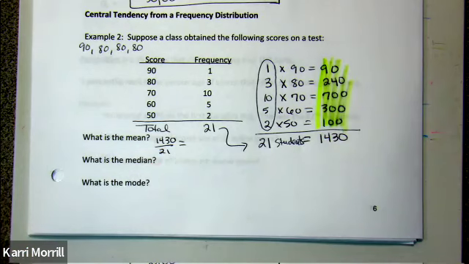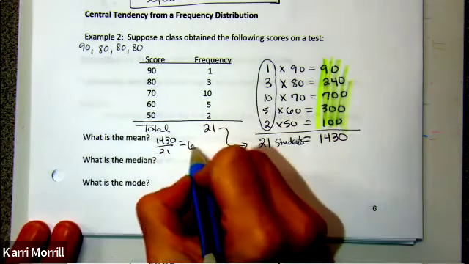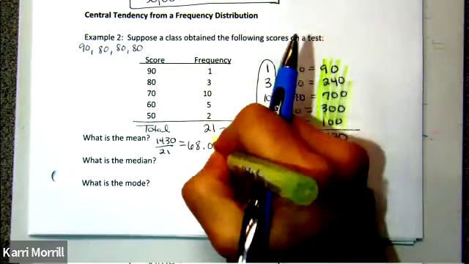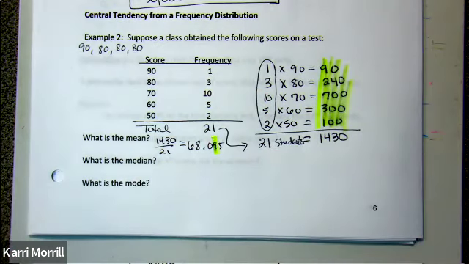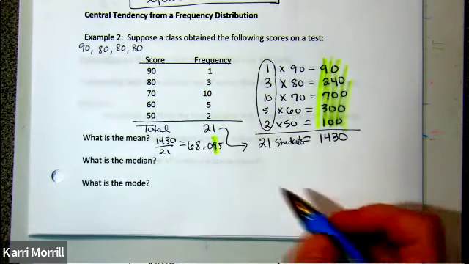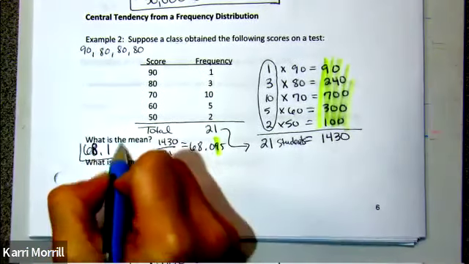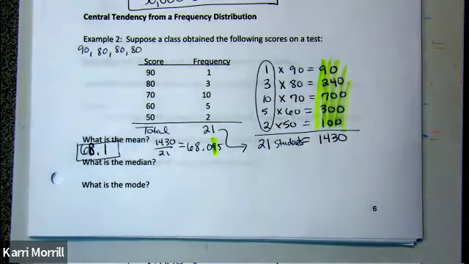So 1430 divided by 21 is 68.095. So if I said round to the nearest hundredth, like we usually do, I would actually end up rounding to the nearest tenth, wouldn't I? Because I'd have to round my 9 up, which would round that up. So this one would be 68.1. That would mean the average test score would have been like 68.1. I would assume that this would be out of 100%. That's what the average test score would be for that class.